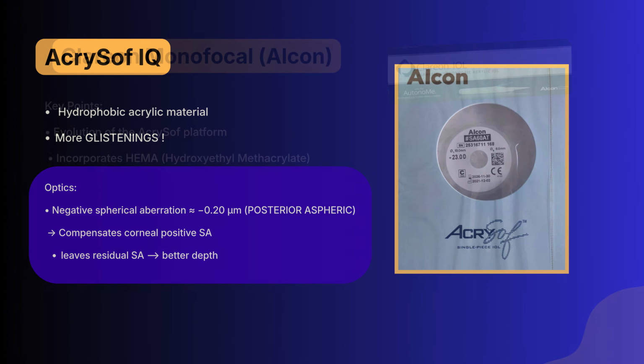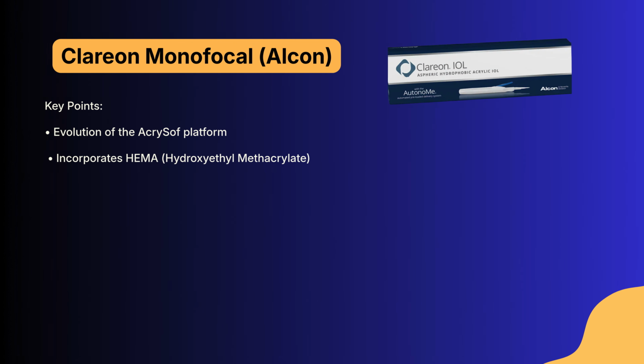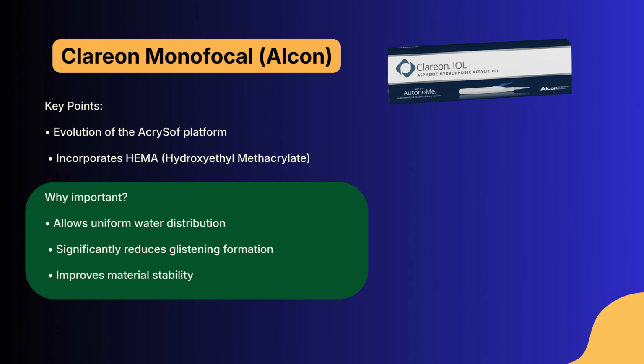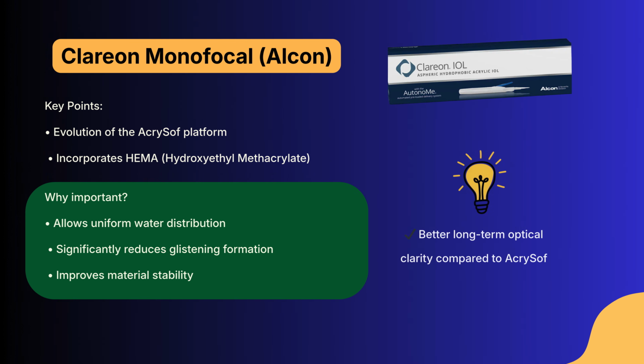An evolution of the Acrisoft design is the Clarion platform, again from Alcon. It has the same optical design, but it improves the material. It uses a hydrophobic acrylic with HEMA copolymer, which increases the water content of the IOL and promotes a uniform distribution of water and therefore prevents glistening almost completely. So clinically, it combines Acrisoft optics with better long-term clarity and stability compared to the Acrisoft. Both of them are from Alcon.